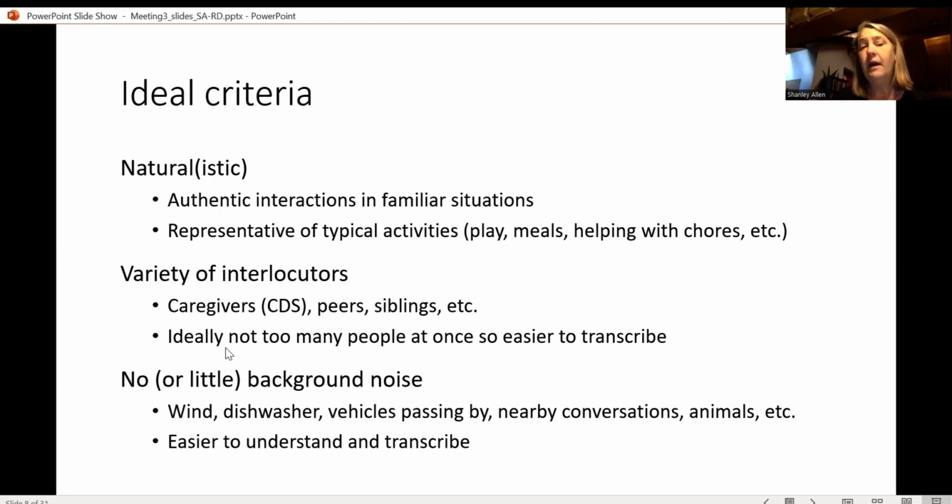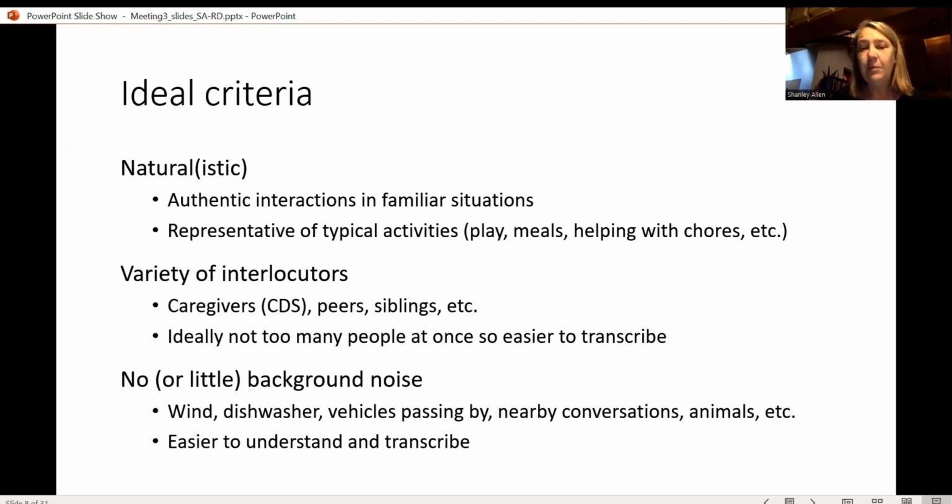And then ideally a variety of interlocutors. So we certainly want to have caregivers to be able to document the child-directed speech, but also peers and siblings and grandparents and aunts and uncles and whoever.